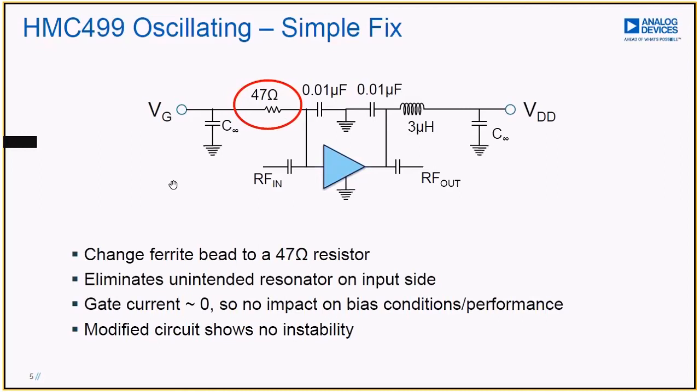Don't necessarily stop with the first one or two components in your bias network. Go ahead and look at all of the components between your active device and the power supplies.